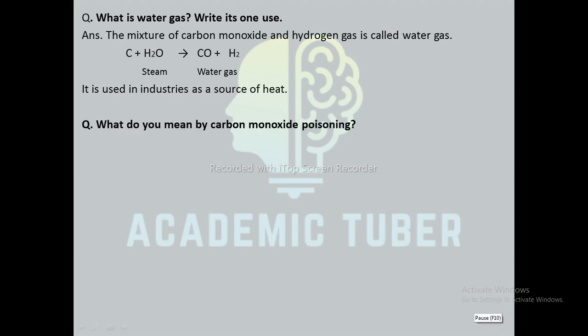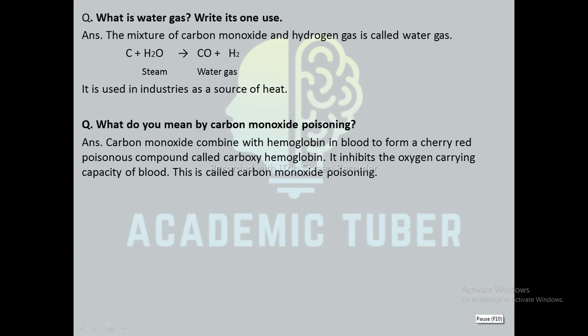What do you mean by carbon monoxide poisoning? Carbon monoxide combines with hemoglobin in blood to form a cherry red poisonous compound called carboxyhemoglobin. It inhibits the oxygen carrying capacity of blood. This is called carbon monoxide poisoning.